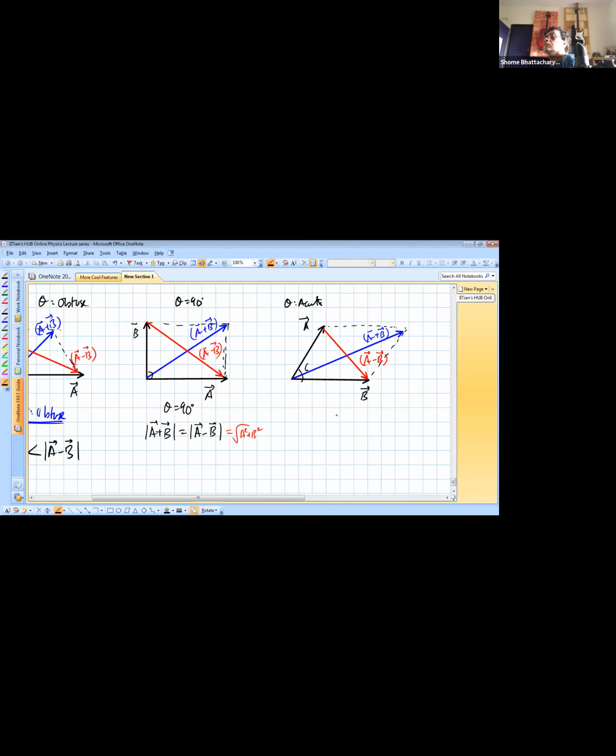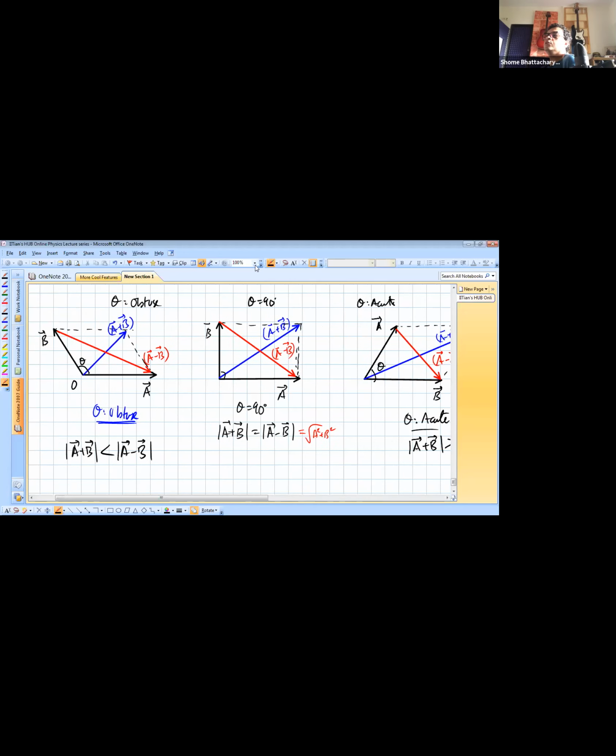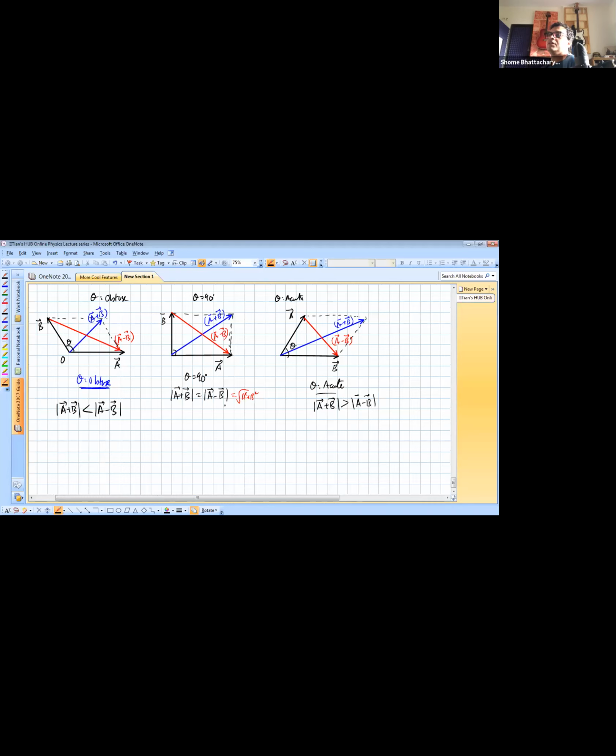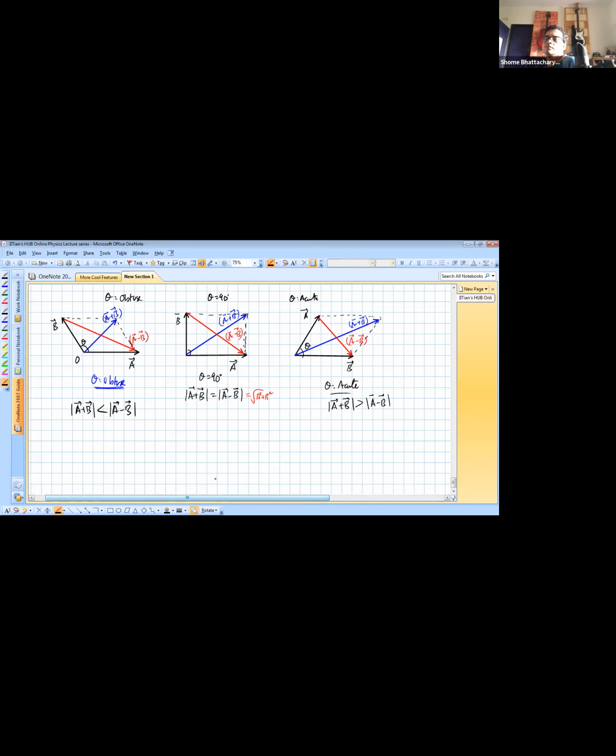But theta is acute. It is the primary diagonal which is longer. So magnitude of A plus B is longer than magnitude of A minus B. So you can also just remember these secondary inequality theorems, the ones to do with the angle being acute and obtuse, by just remembering these three diagrams. This is where the parallelogram law becomes very useful in visualization of sum and difference at the same time.